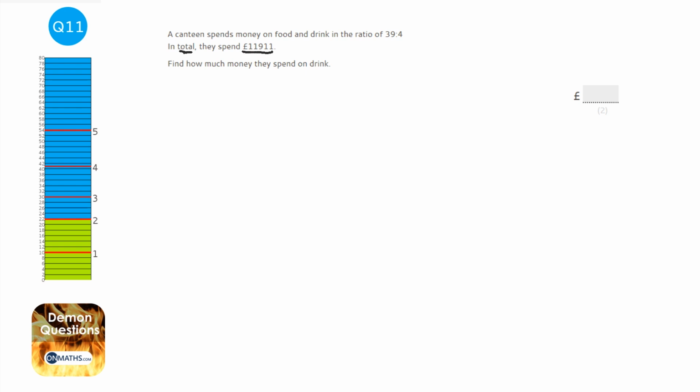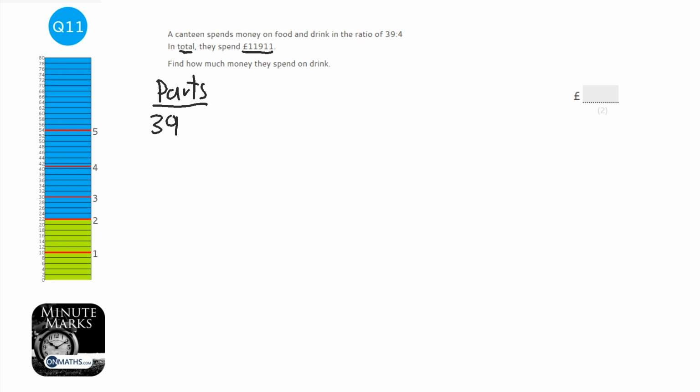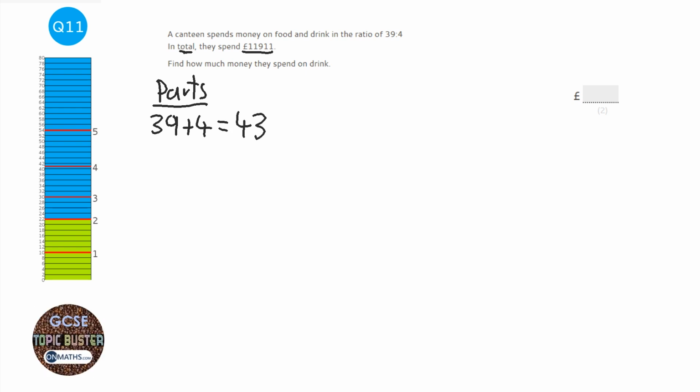So step 1 is to work out how many parts you have altogether. So for food it's 39, and for drink it's 4. And this will be a calculator question, so why not use the calculator even though we can do it in our head. 43 parts. So we've got 43 parts.